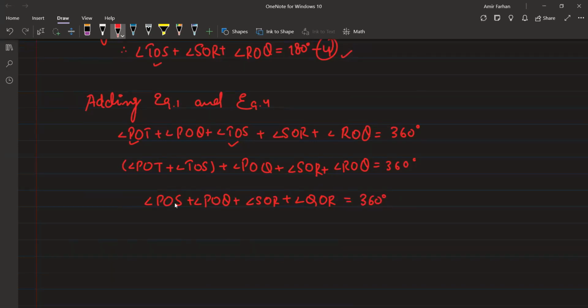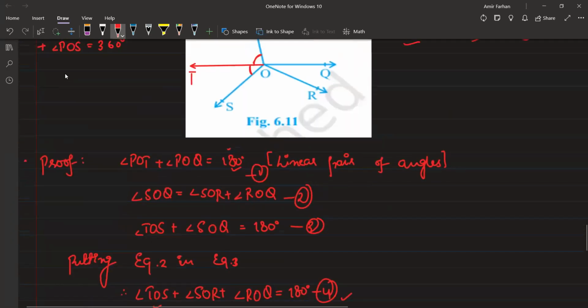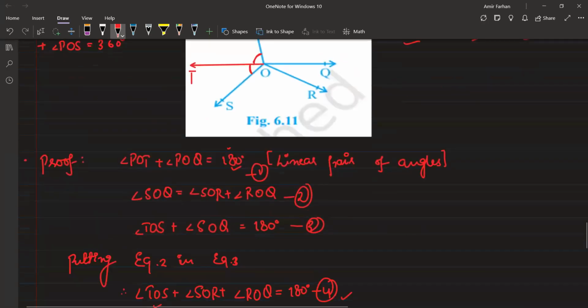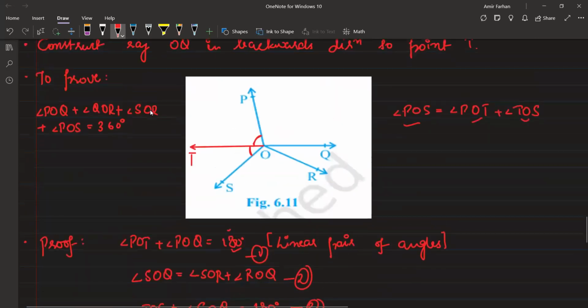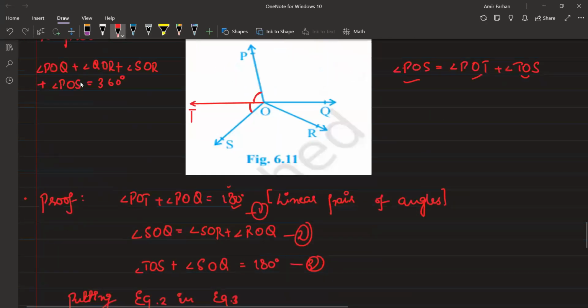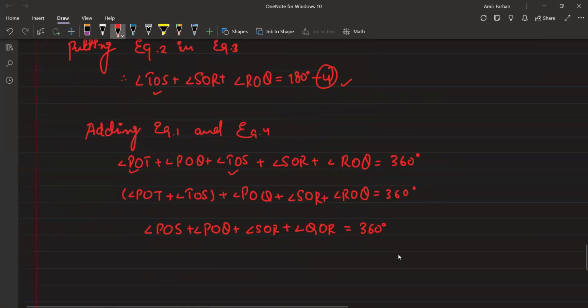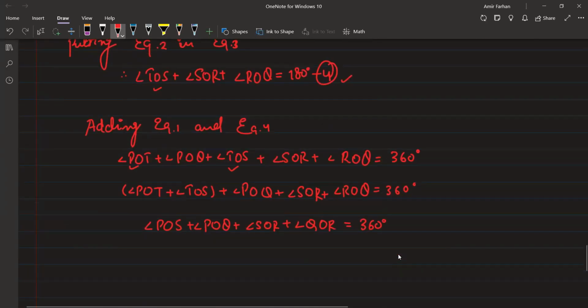So now tell me. POS is there. Okay. POQ is there. Okay. SOR is there. Okay. And QR is there. And 360 equal. So is this equal or not? We have proved the thing. Hence proved.